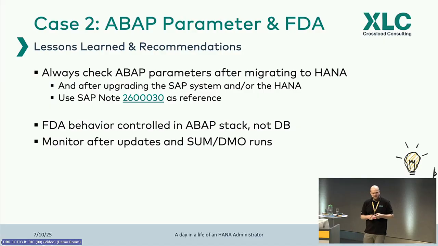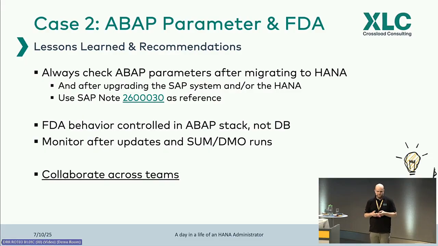The fast data access behavior is controlled in the ABAP stack, not on the database. It's also a problem in some SCM systems and WM systems. You have to control it. You should also monitor after an update and collaborate across teams, work together. It's not a dev problem. It's not a Basis or HANA administrator problem. Speak to your colleagues and try to solve the issue together.